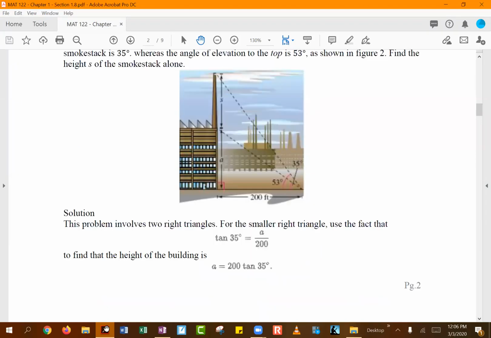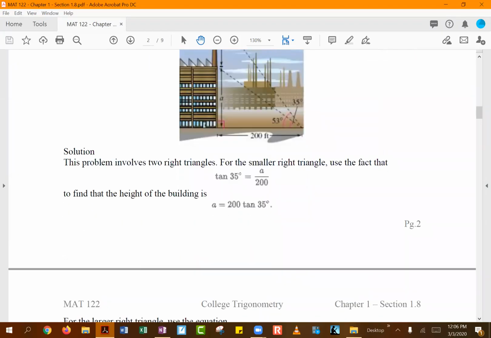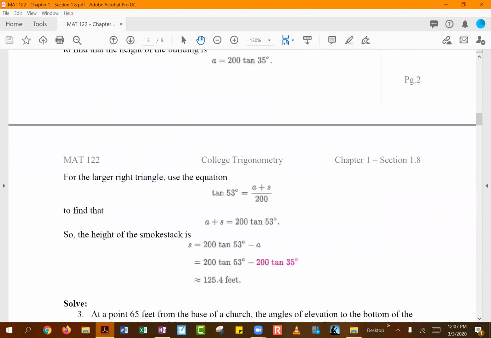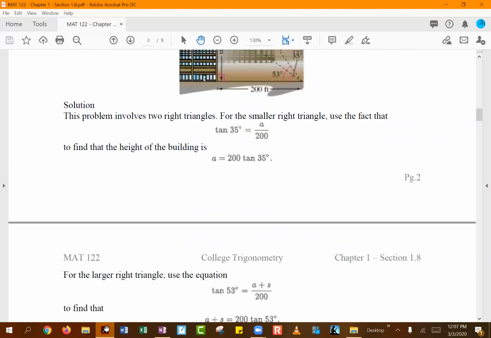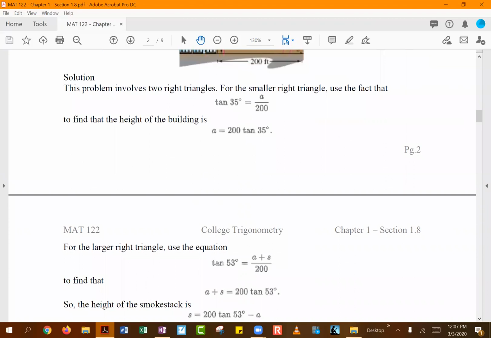So if you look through the calculation, they're going to be doing this basically by using two different right triangles. So you've got a 35-degree angle with the opposite side, which is side A, and the adjacent side of 200, right? Tangent function. So they're basically trying to calculate the height of the building, and that's going to come out to be approximately, well, I guess they didn't really calculate the numbers. They just did 200 times tangent of 35 degrees.